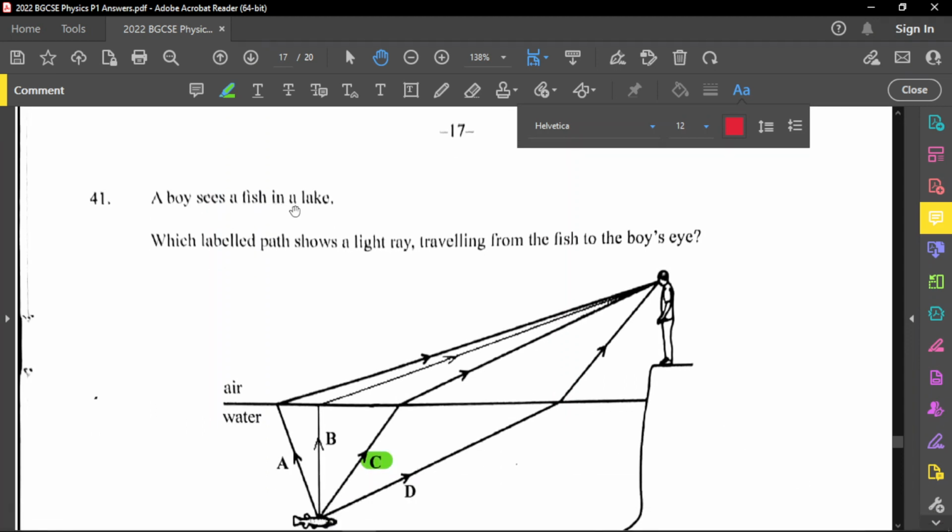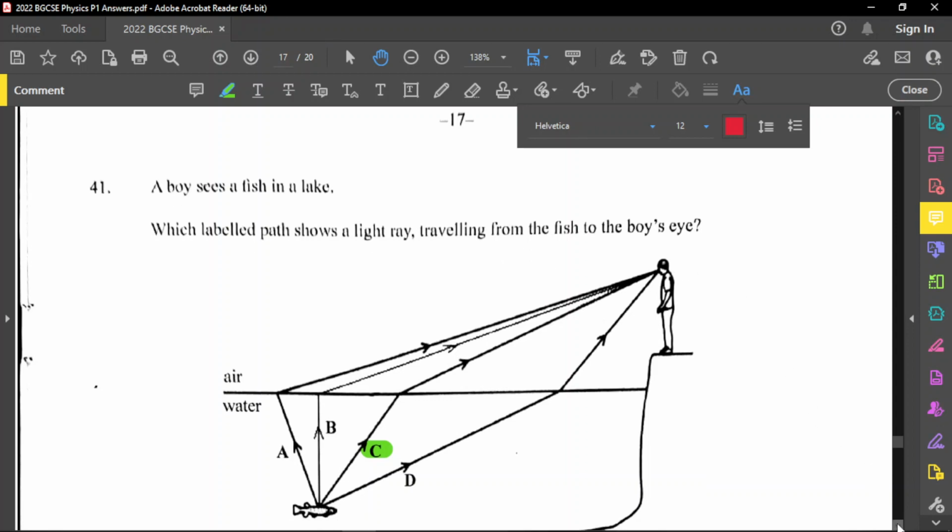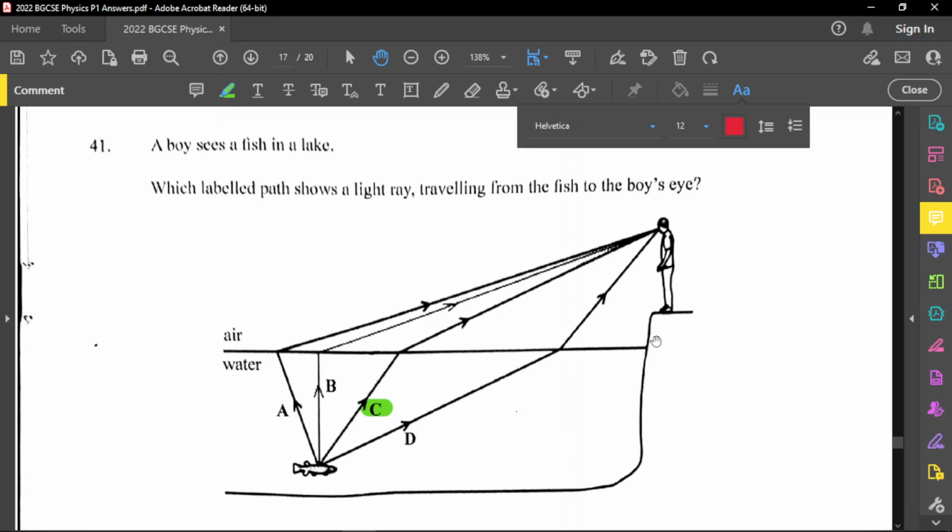A boy sees a fish in a lake. Which labeled path shows a light ray traveling from the fish to the boy's eye? If you look at the diagram carefully, by understanding the movement of light rays, you realize that A and B cannot be correct. Not A, because A is going at an angle, so the refraction must go towards the left, not towards the right, based on how this is moving. And B is going in a straight line, so it should not have any refraction at all. It should continue straight up.